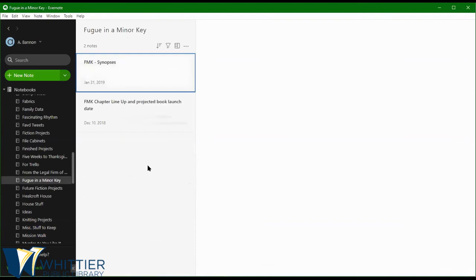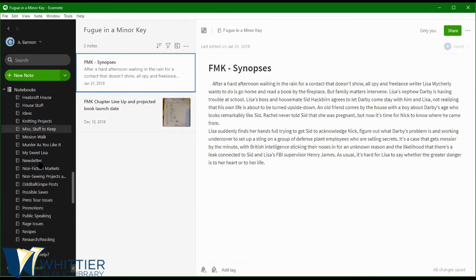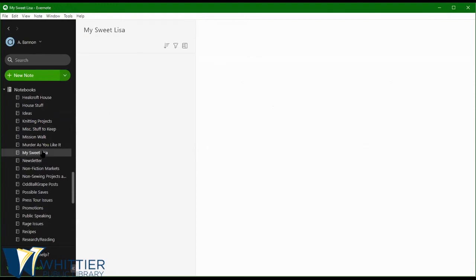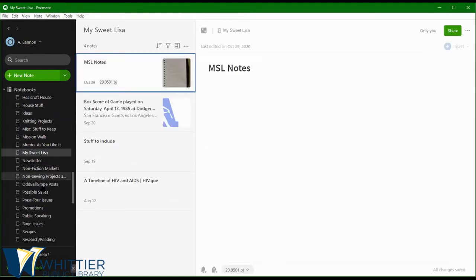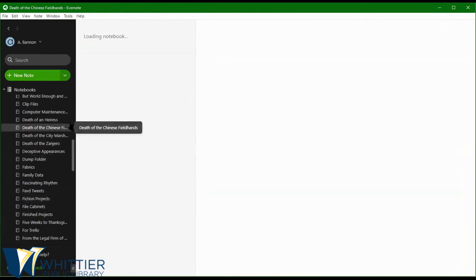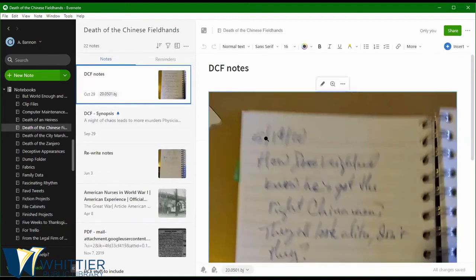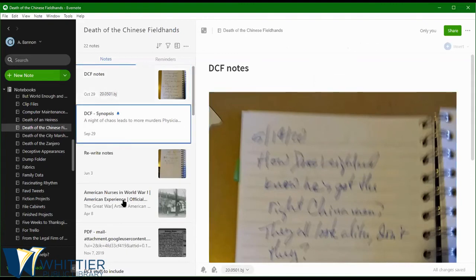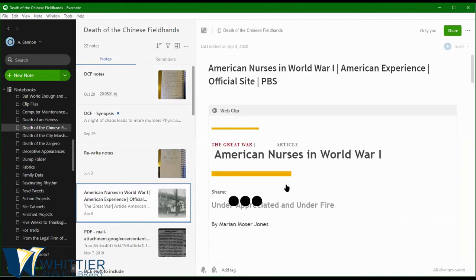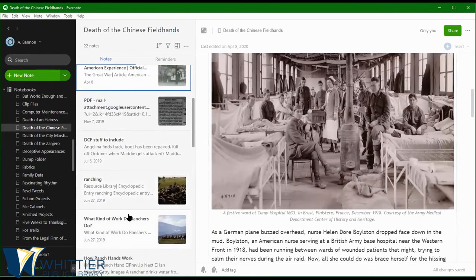Let's see what's going on in Fugue in a Minor Key. No, that wasn't that much. I mean, I've got all sorts of stuff in here. Look at all the stuff I pulled up. I've got my handwritten notes, you can put those in there. The synopsis. Oh yeah, there's an article on American nurses in World War I that actually plays into what happens.